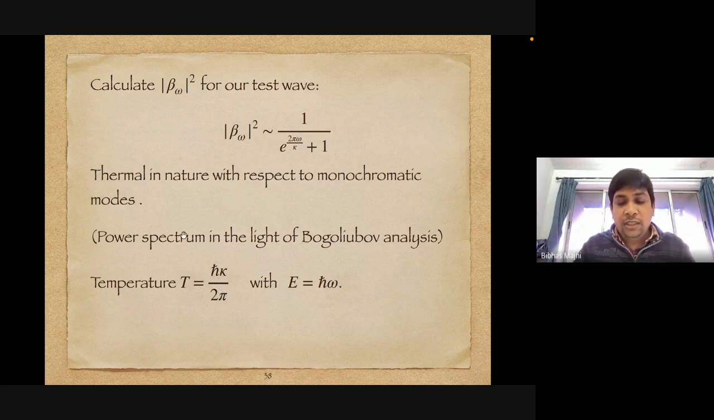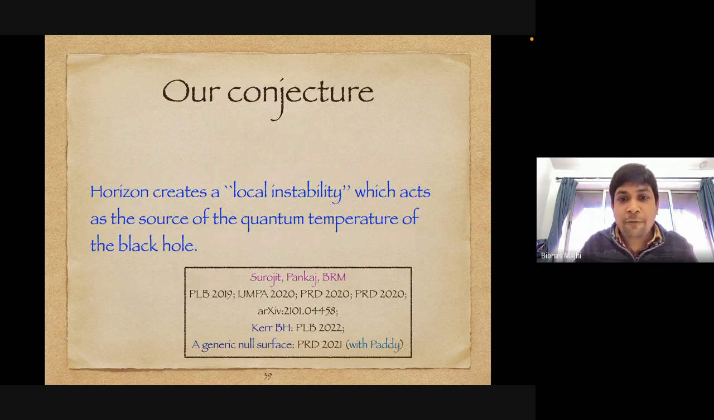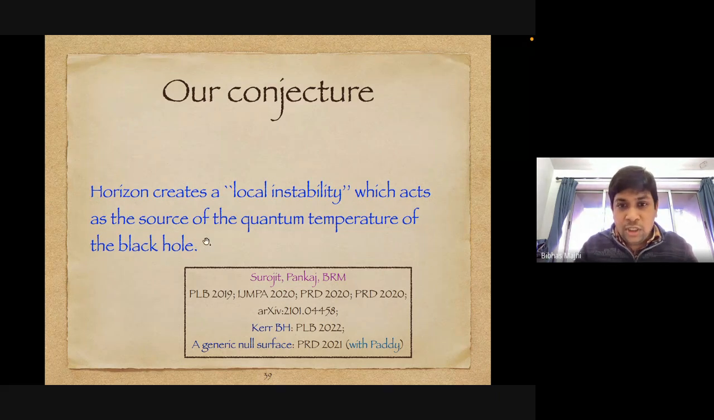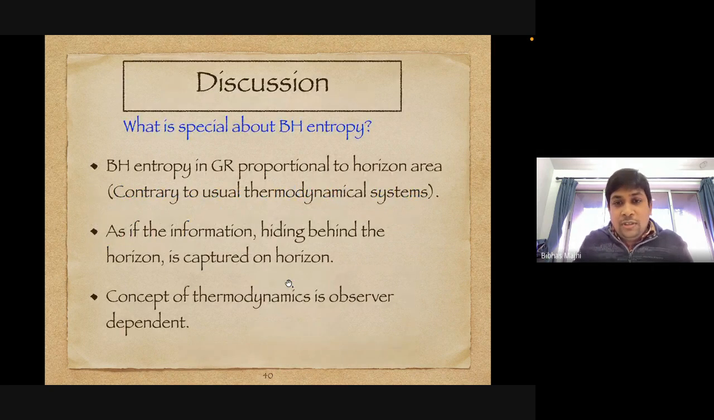All this tells you that this particular Hamiltonian, which is defined locally very near to the horizon, probably can illuminate the mechanism for which the horizon has a temperature. Therefore we conjecture that the horizon creates a local instability, which acts as the source of the quantum temperature of the black hole. This we tested for various cases, like in Kerr black hole, and also for a generic null surface, and this approach works fine. So this is the last part of my lecture.